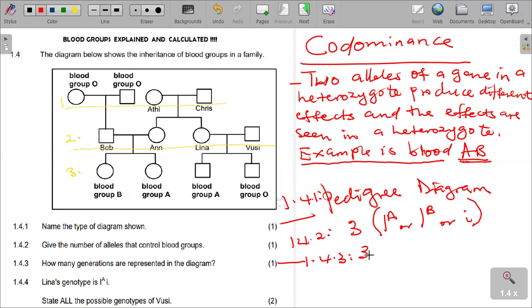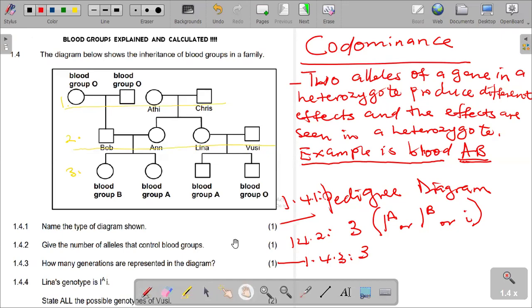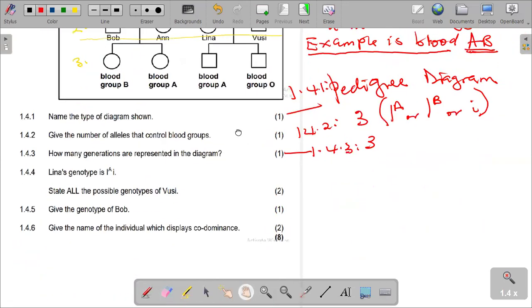There are 3 generations that are represented there, as I've shown, highlighted by the light orange yellow color on the diagram. Those are the 3 generations that are shown in the diagram, or in our question there.